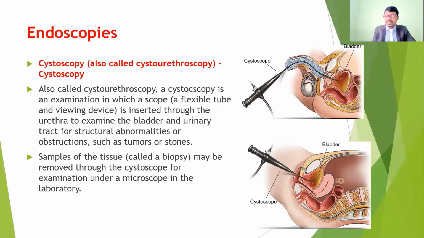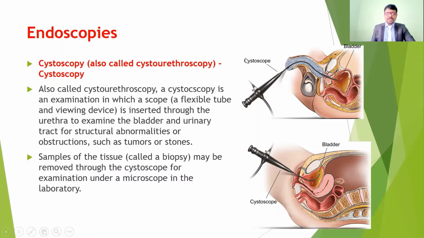If there is any obstruction, as you see here in the male, the cystoscope is inserted through the urethra. Here it is going to check any abnormality in the urethra or the bladder, and we identify it with this cystoscope. This is a small flexible device with a camera, so we can easily identify where the obstruction is in the urethra or in the bladder.